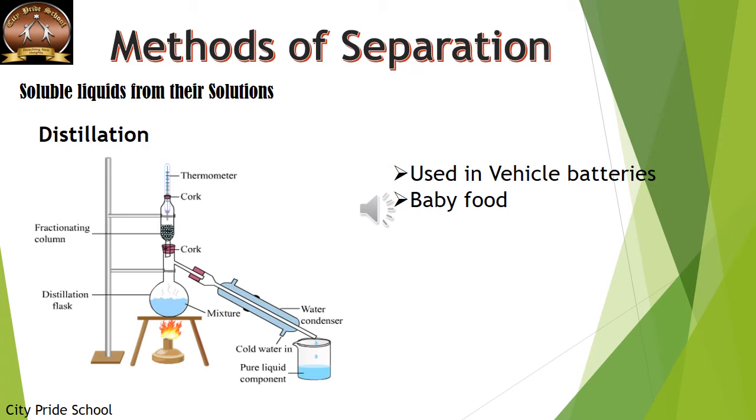Now why distill? At the end of this process we get distilled water, which is very pure. It is not having any minerals, nothing. Everything is remaining here. So why do we use this distilled water? We use it for vehicle batteries and also to prepare baby food commercially.